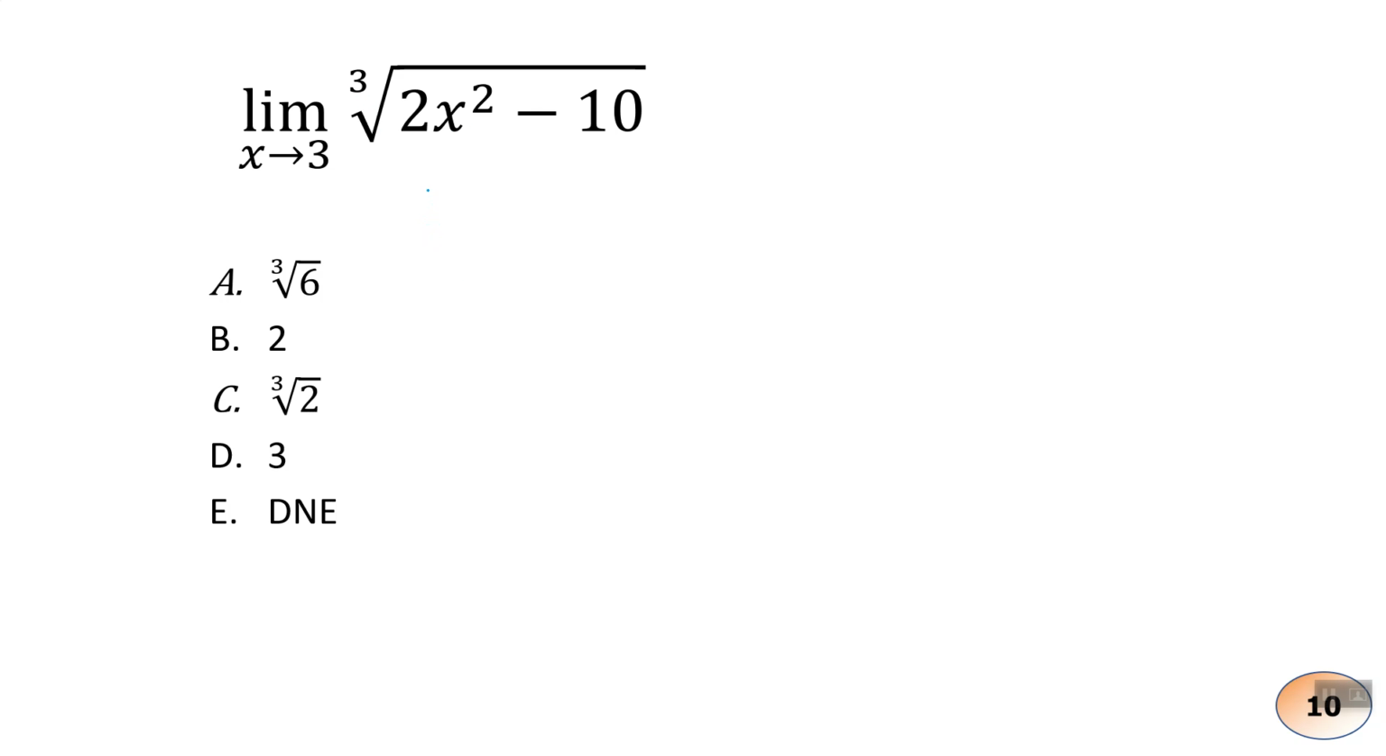All right, so we're just plugging in. So we got the cubed root of 2 times 3 squared minus 10. So 3 squared is 9. 9 times 2 is 18. We get 18 minus 10 in there, so we get 8. So we get the cubed root of 8. And then we want to know what number to the third power gives us 8. Well, that's actually 2. So 2 to the third power gives us 8. So that means the cubed root of 8 gives us back 2. So our answer here is 2.